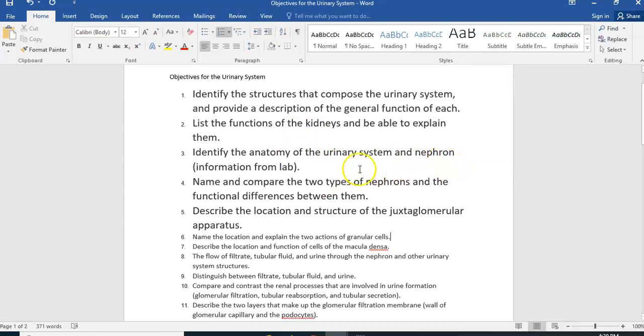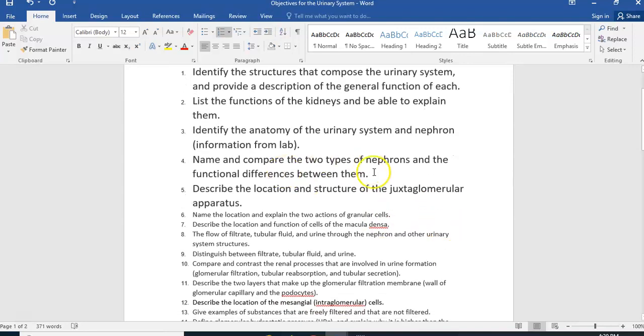Same way with the nephron. Knowing all the parts of the nephron is important. All right, and then I think we covered number 4 in lab as well. Compare the 2 types of nephrons. So that was in lab too.